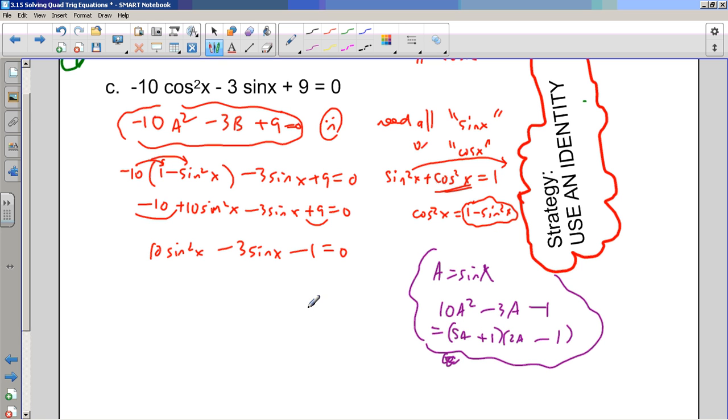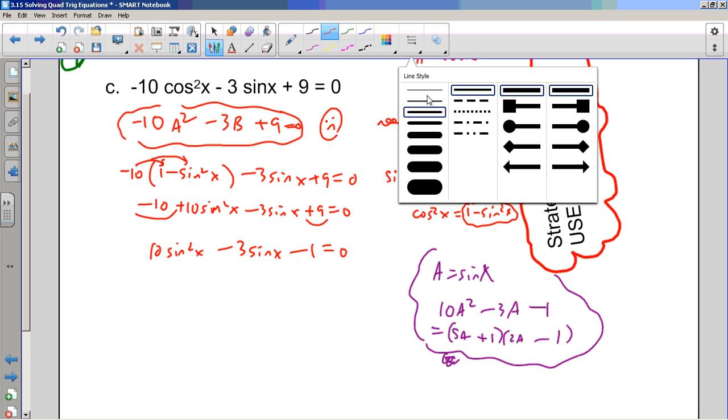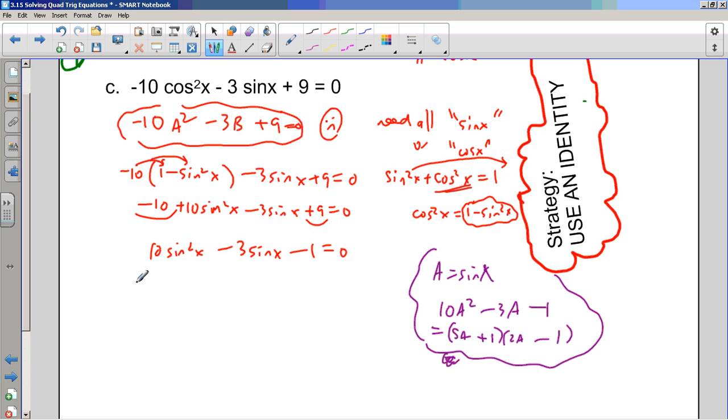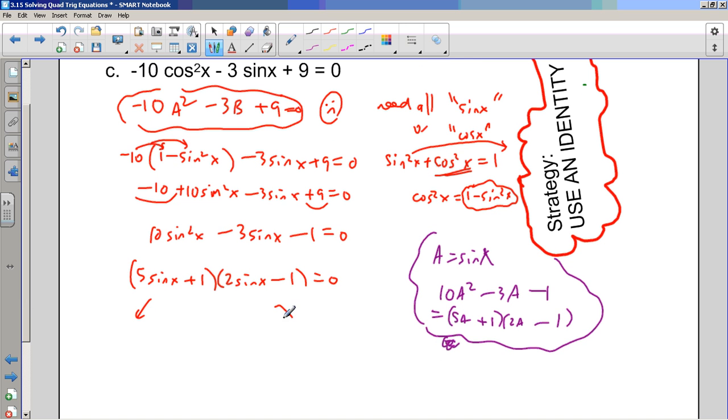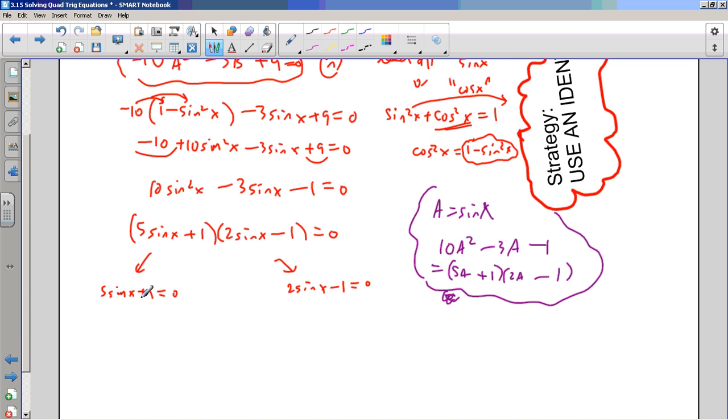Where a was, I'm going to put sine x. Plus 1, and 2 sine x minus 1 equals 0. And then I get these two equations. I get 5 sine x plus 1 equals 0, and 2 sine x minus 1 equals 0. And again, we can just proceed and solve. How would I do that? Well, I got to put the 1 to the other side, divide by 5.